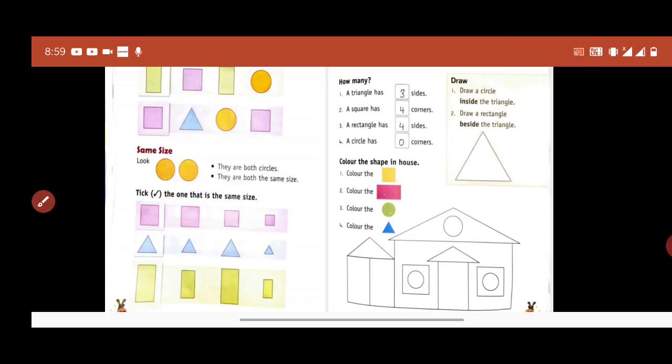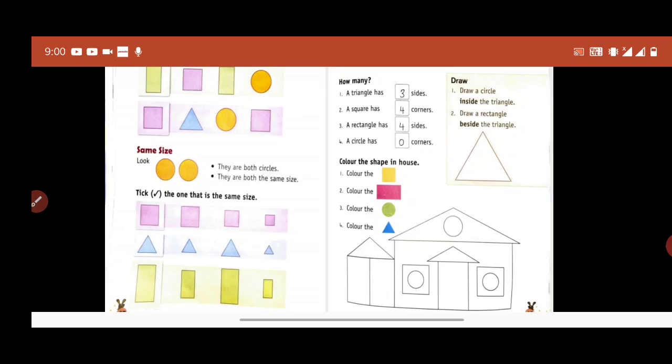Moving on to page 63. How many? Now, see, there are some fill in the blanks given here. For example, a triangle has dash sides. So we've just learned how many sides does a triangle have? 3 sides. So write down 3 in that box. Next, a square has dash corners. 4 corners. Rectangle has dash sides. How many sides? 4 sides. And a circle has dash corners. How many corners? 0 corners.